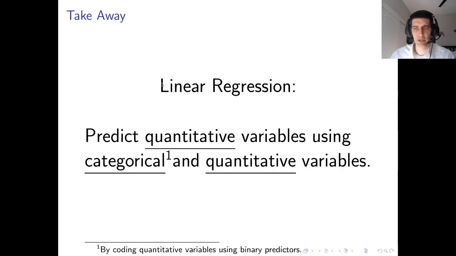So the big takeaway is that with this technique, we can predict quantitative variables, this is the regression part, using categorical and quantitative variables. Up until now, we focused only on the quantitative part. You can use categorical variables as predictors by coding them as binary predictors. So linear regression is now able to take these categorical predictors as inputs for us.